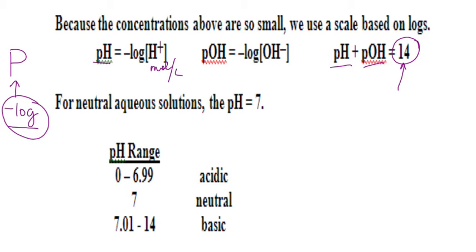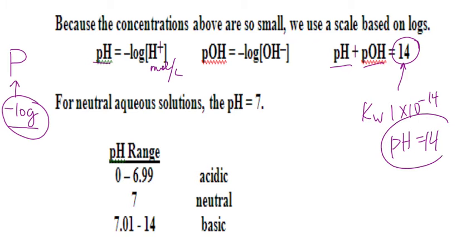7 plus 7, but that didn't come first. What came first? The kW. Our kW was 1 times 10 to the negative 14th. If I take the negative log of that, what do I get? pH plus pOH equals 14, right? So this is the basis of the whole, why is the pH scale to 14? It's because of the kW.